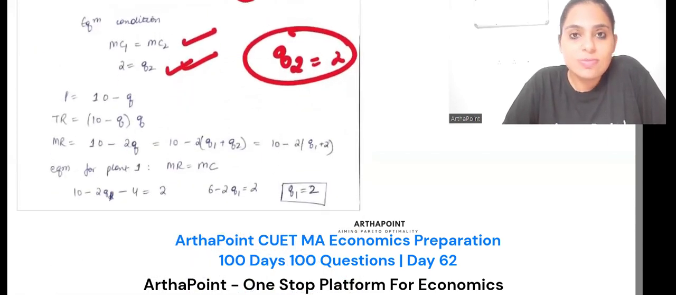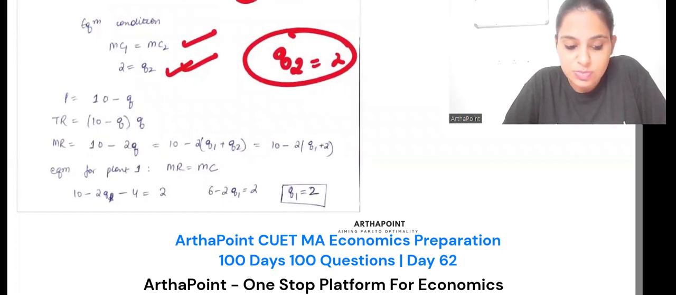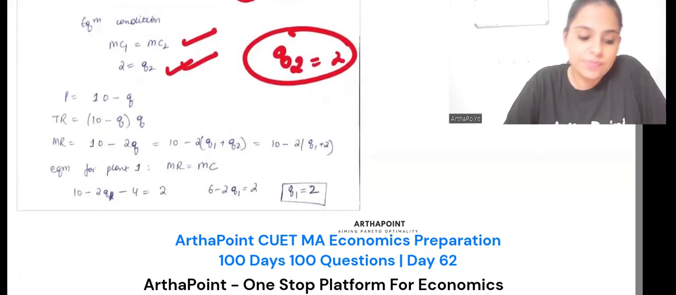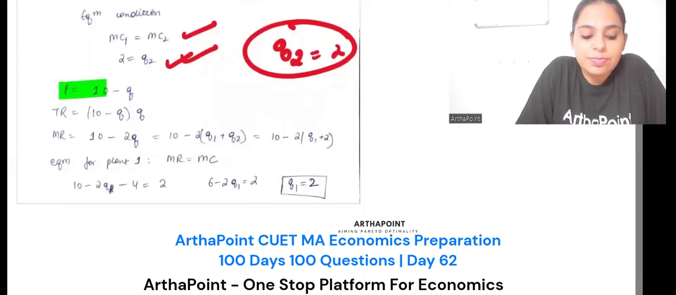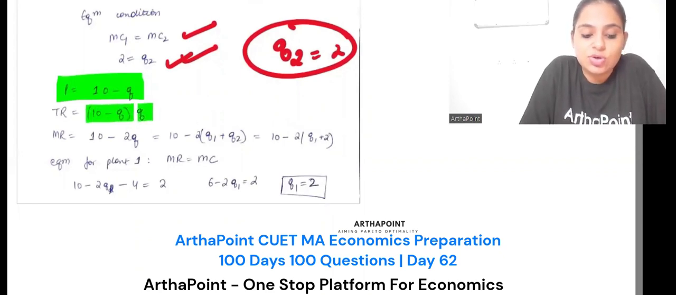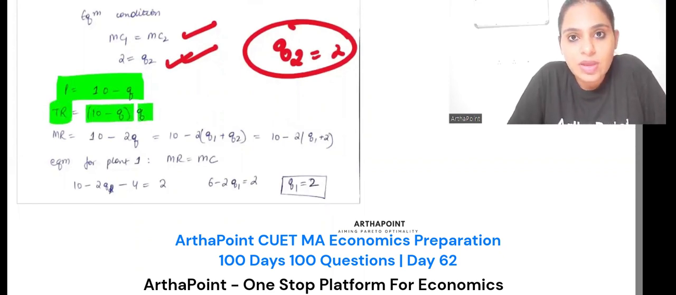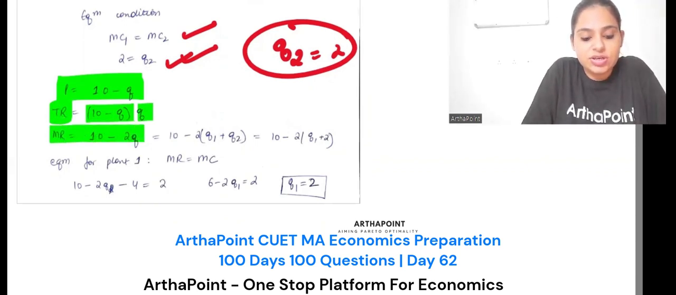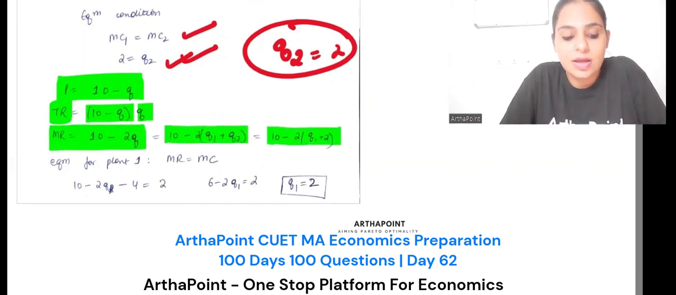Now, the aim of the monopolist is to maximize his profit. His profit is total revenue minus total cost. So you're given the price function. Price into quantity is total revenue, so 10 minus Q into Q. If you differentiate this with respect to Q, you will get marginal revenue. So I differentiated this with respect to Q and I got the value of the marginal revenue.